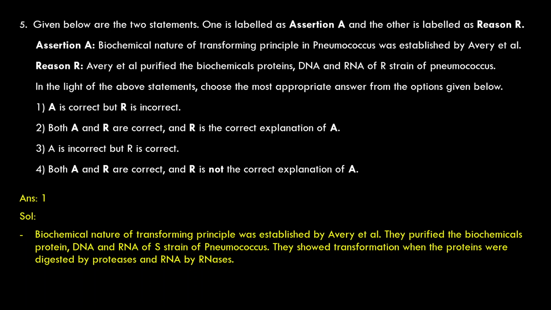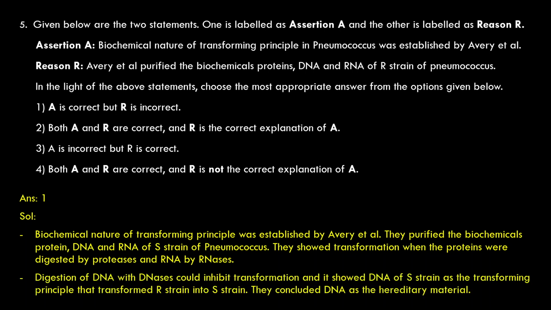Biochemical nature of transforming principle was established by Avery et al. They purified the biochemicals, protein, DNA and RNA of S strain of pneumococcus, not R strain, S strain only they purified. They showed transformation when the proteins were digested by proteases and RNA by RNases. Digestion of DNA with DNases could inhibit transformation, and it showed DNA of S strain as a transforming principle that transformed R strain into S strain. They concluded DNA as the hereditary material.